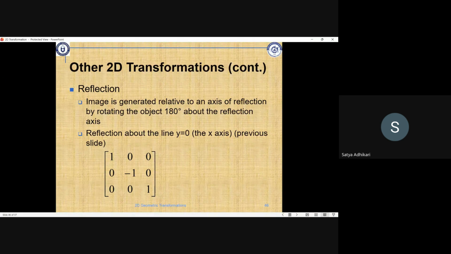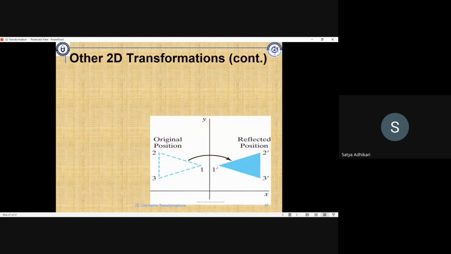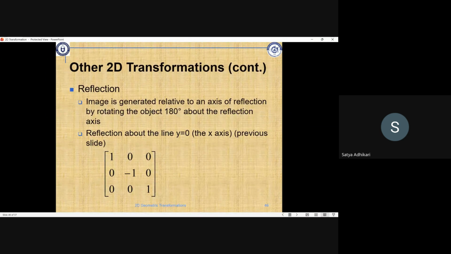This is the reflection matrix about the x-axis: 1 0 0, 0 minus 1 0, 0 0 1. You have to remember the matrices of all the transformations: translation, reflection, rotation, scaling. This is the reflection matrix about the x-axis.